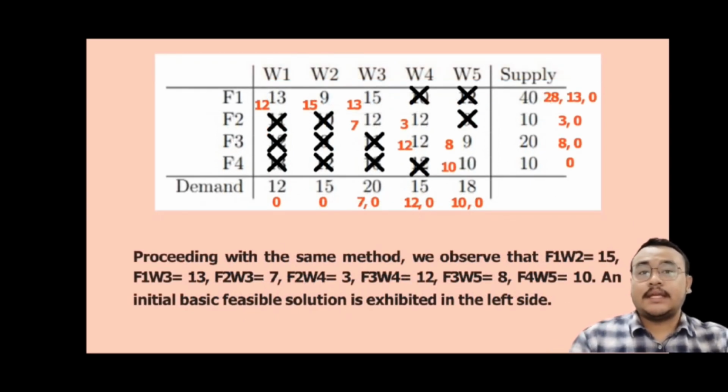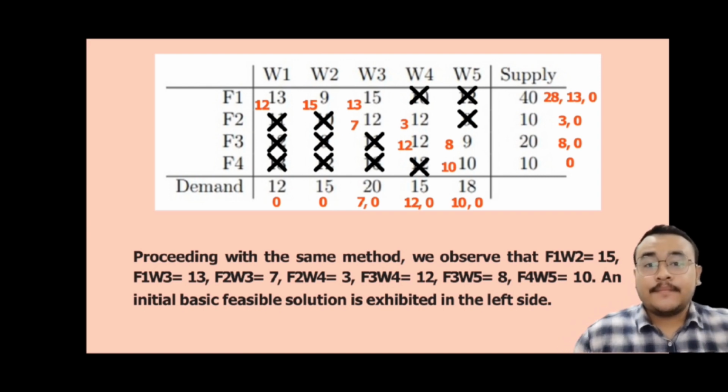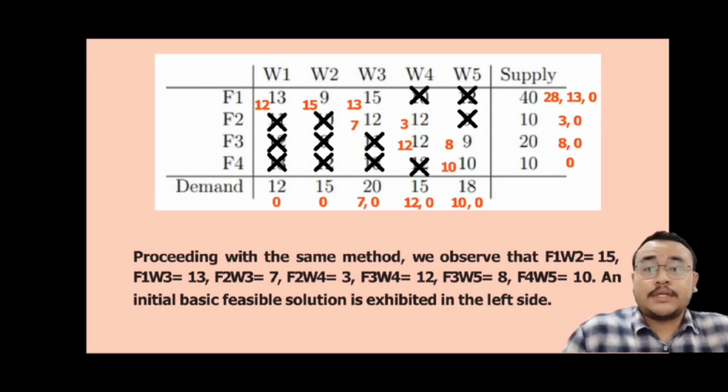Next, you can see in the red numbers, they symbolize the next process using the same method as stated before. By proceeding with the same method, we observe that factory 1 warehouse 2 equals 15, factory 1 warehouse 3 equals 13, factory 2 warehouse 3 equals 7, factory 2 warehouse 4 equals 3, factory 3 warehouse 4 equals 12, factory 3 warehouse 5 equals 8, factory 4 warehouse 5 equals 10. An initial basic feasible solution is exhibited on the left side.